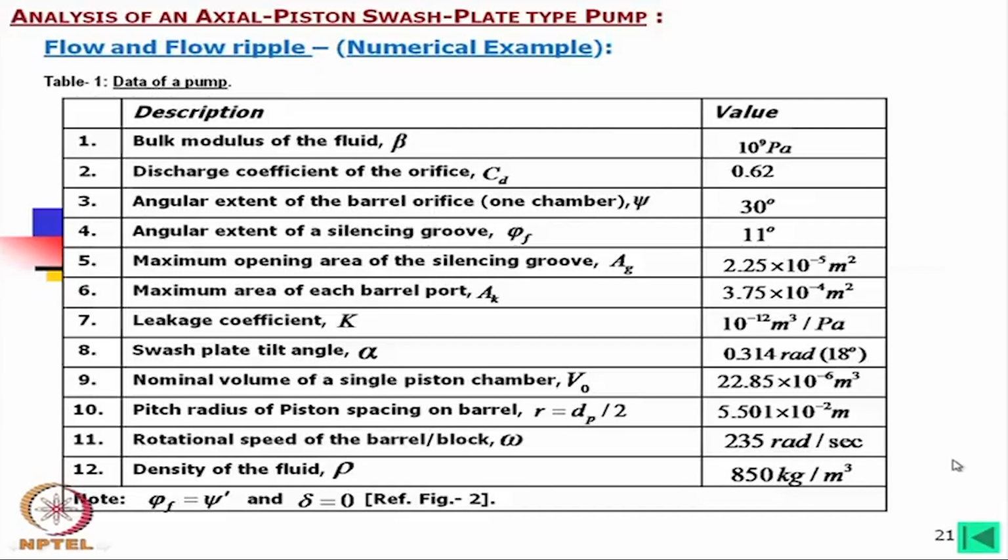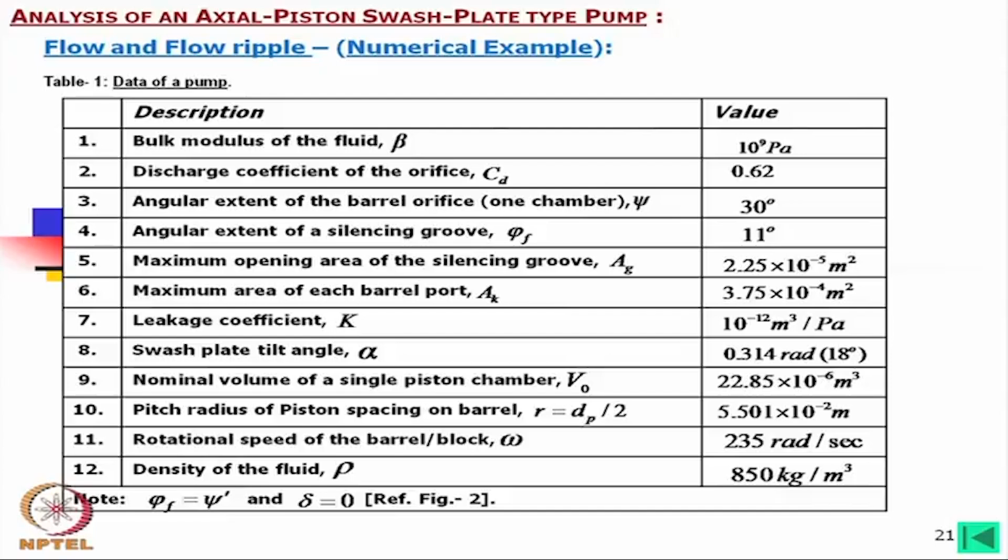Now, as I have told, I will show you later how this area is being calculated. But here I have shown you only the flow ripple, considering this is a real pump. Now, let us study this data. The bulk modulus beta is normally 10 to the power 9 megapascals, sometimes it is taken as 9 into 10 to the power 8, something like that.